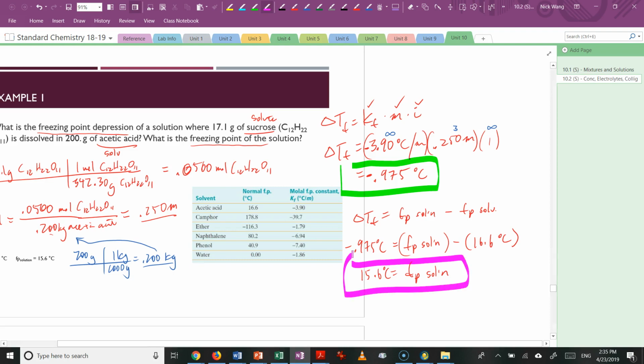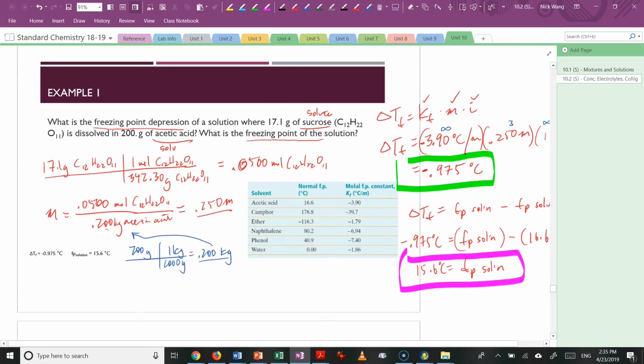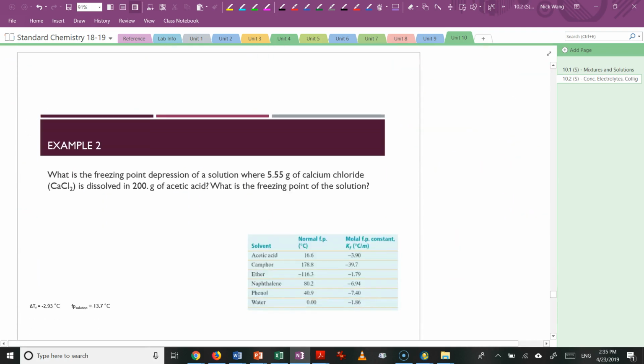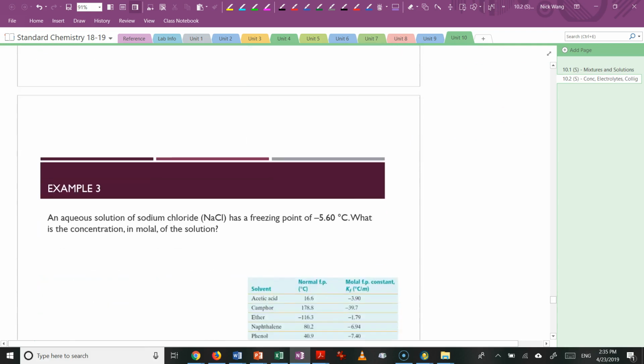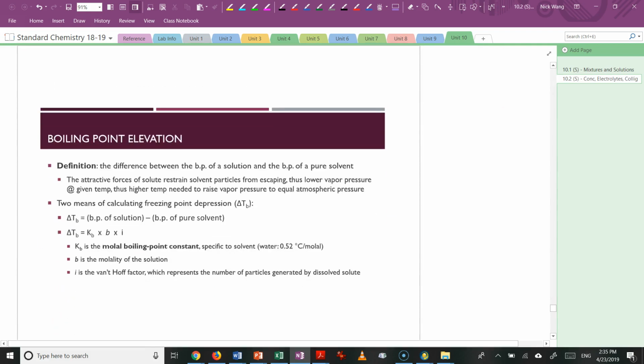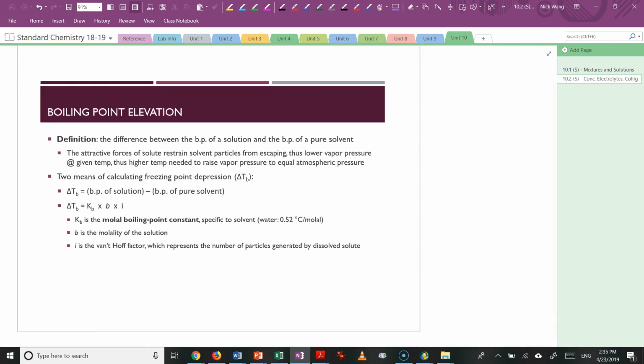There we go. So this is basically how the freezing point depression works. There are also some example problems here. You're welcome to try those out, but we'll get to those later on. More importantly, let's go and take a look at this last category of colligative properties.